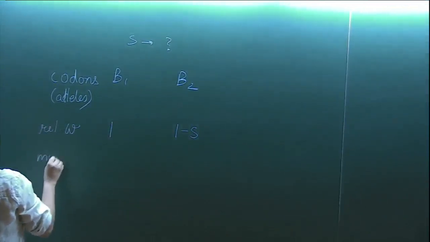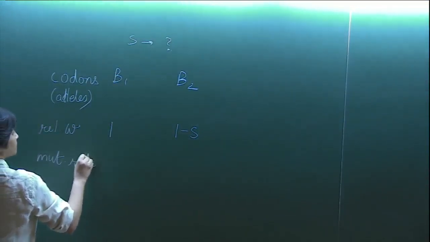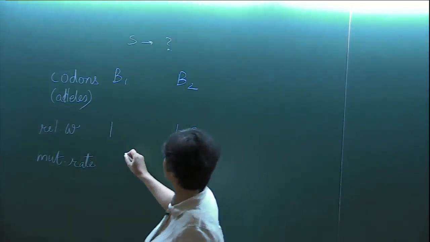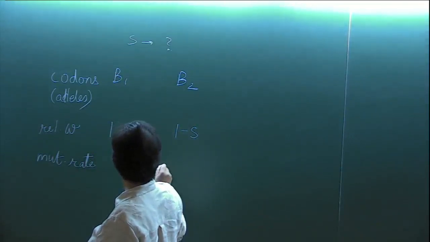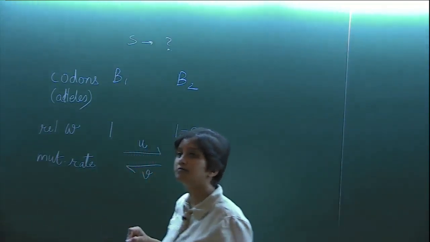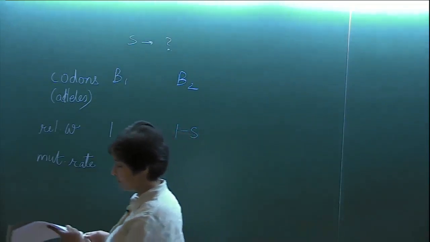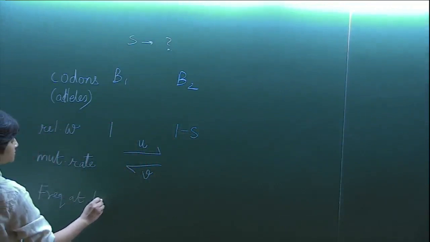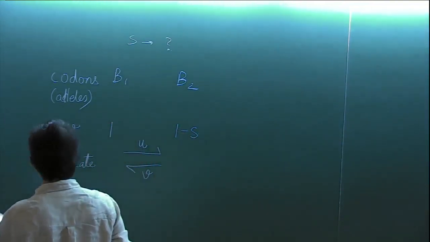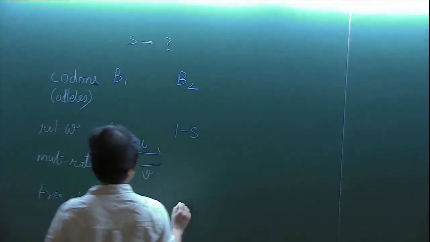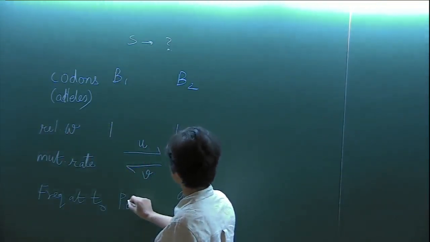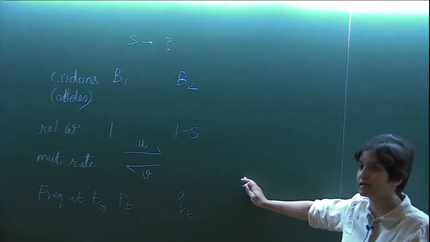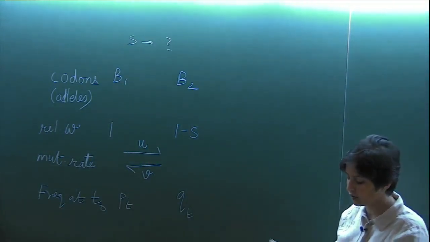Let's say there's a mutation rate that causes the movement between B1 and B2 and vice versa. So let's imagine in this direction it's U, in this direction it's V, yeah? And the frequency at time t0 of both of these codons is pt and qt in a given population. Everybody with me? This is stuff that you've done before. It's very similar to the models that we went over earlier, right?